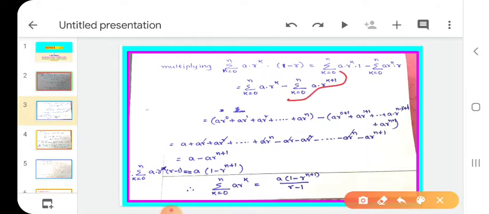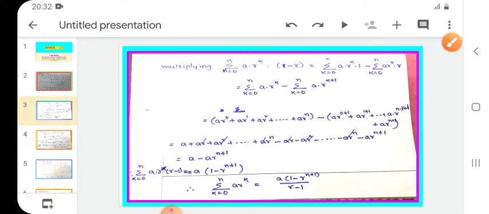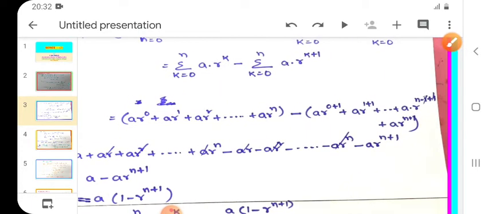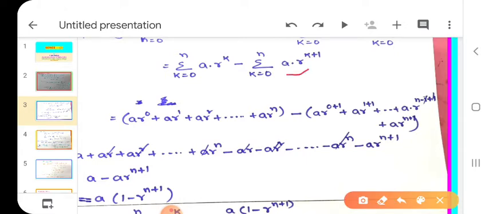Next, what are the terms? Here we have a rᵏ⁺¹. First I put k equals 0, so I write a r⁰⁺¹. Next I put k equals 1, so I write a r¹⁺¹. Then a r²⁺¹, a r³⁺¹, and so on.